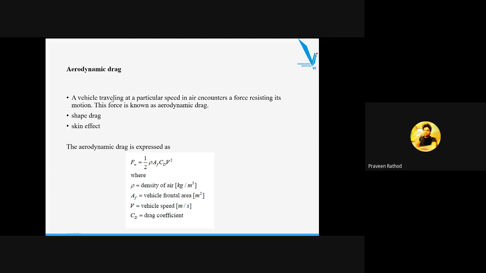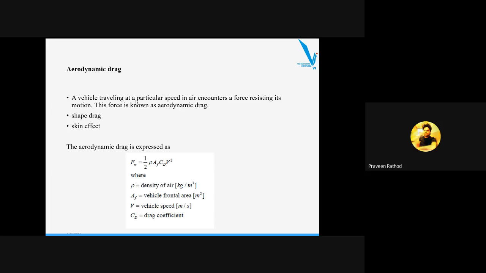Okay, a vehicle traveling at a particular speed in air encounters a force resisting its motion. So aerodynamic drag also affects your vehicle performance. In the case of an IC engine only, you can see aerodynamics is resisting the motion of the vehicle. If you consider a hybrid electric vehicle, that is acting on two propulsion units, either the motor or the internal combustion engine. The size of the internal combustion engine will be much smaller in a hybrid electric vehicle, because it is a combination of two powers.